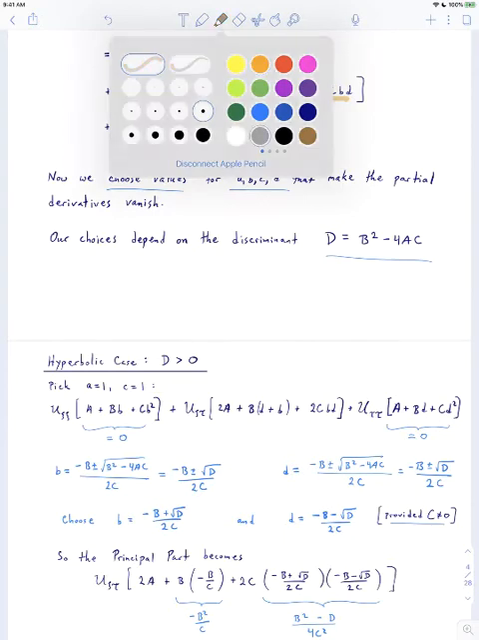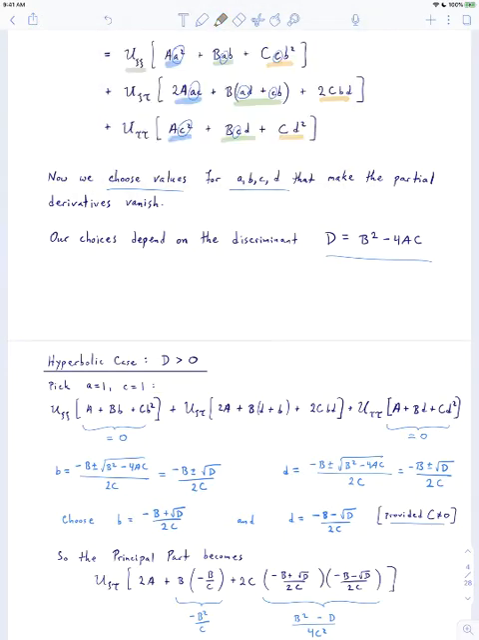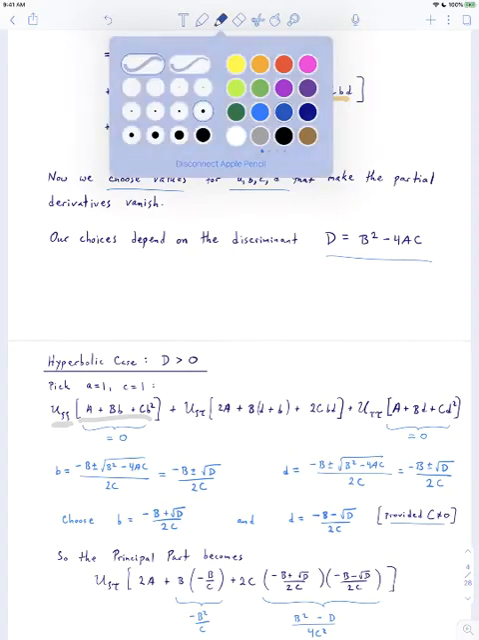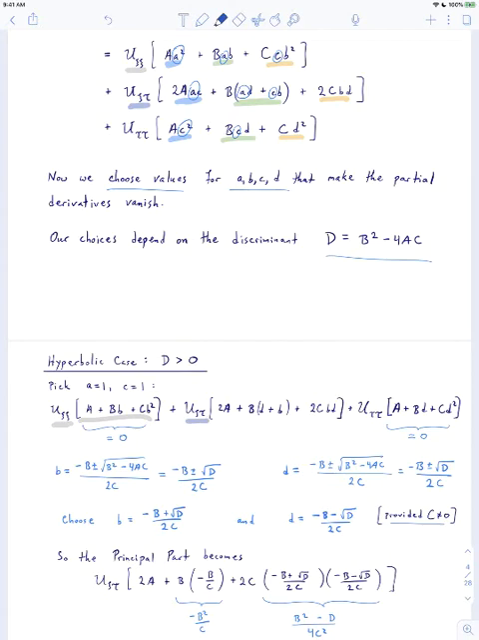I need some other colors to color coordinate here. So we have the use of C terms, those are here. So those are these ones. And then we have the mixed partial, that's right here. So that gives us these ones. And then we have the use of tau tau, which is right here, and that gives us these ones. So that's the principal part. It's not yet simplified, but we've picked values for lowercase a and lowercase c, which have simplified the expression somewhat.